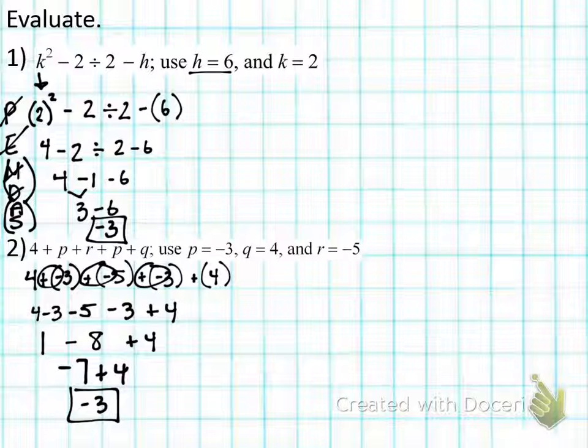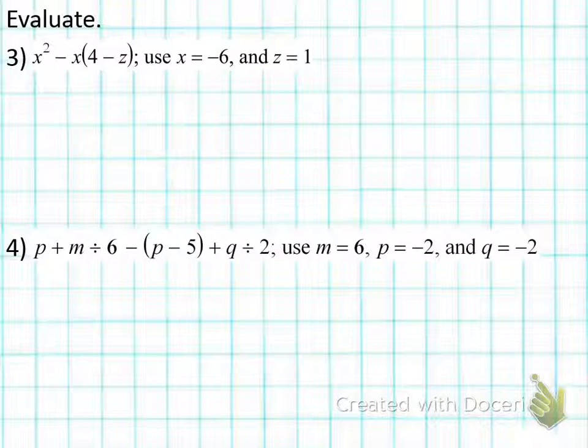Okay, number 3, here we go. Number 3, we got x squared minus x times 4 minus z. Use x is equal to negative 6 and z is equal to 1. Just do this in your notes for today. Our iPads are down because of the Wi-Fi issues we have today.